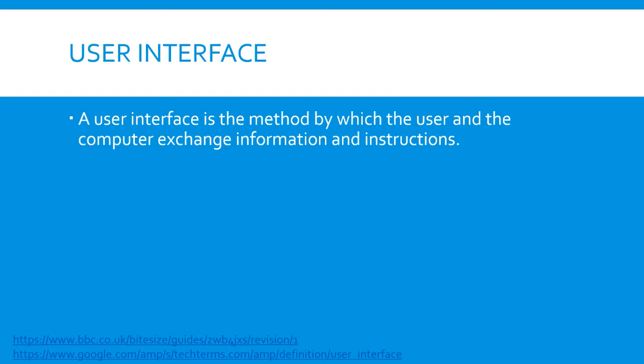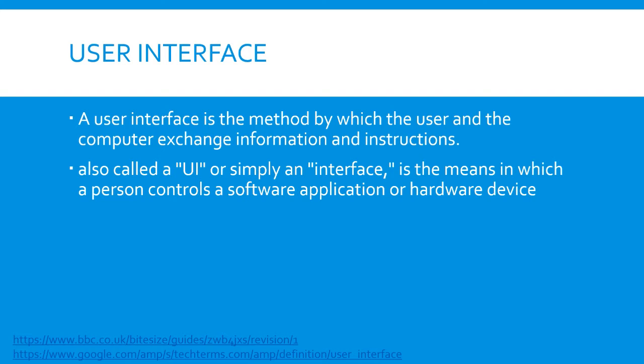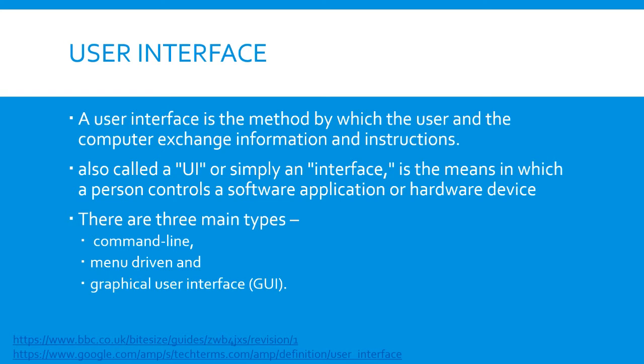So, when we talk about user interface, we are referring to the method by which the user and the computer exchange information and instructions. And it is also called UI, or simply an interface. So it means that a person controls a software application or hardware device. So in order for that user to exchange information and instructions with the computer, we are using a user interface.